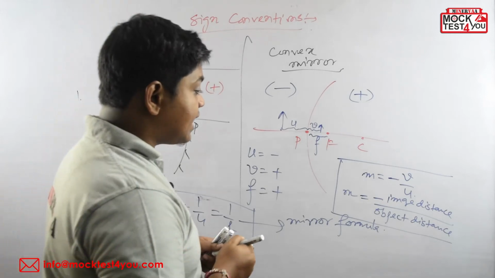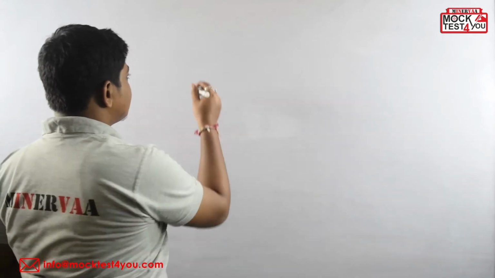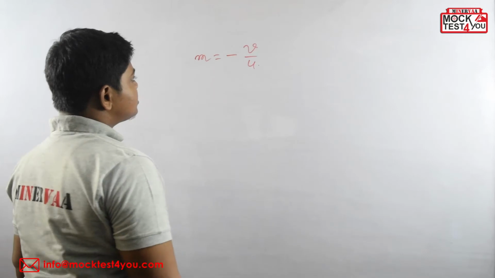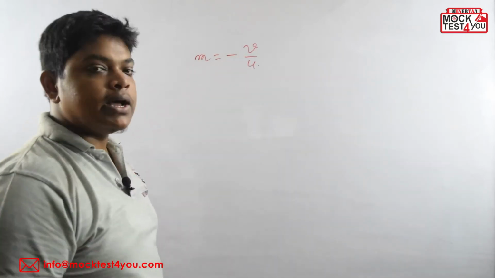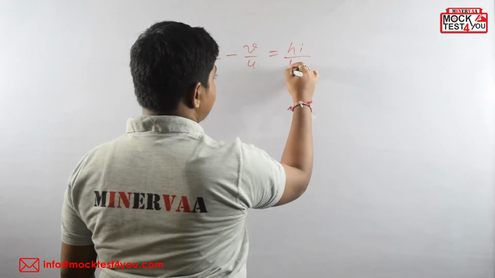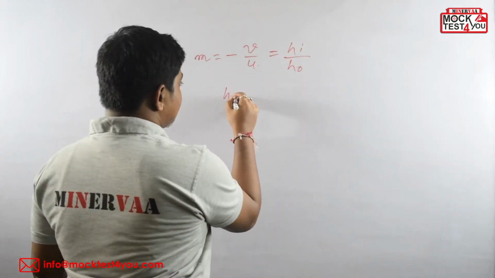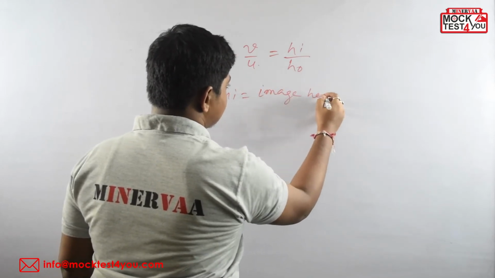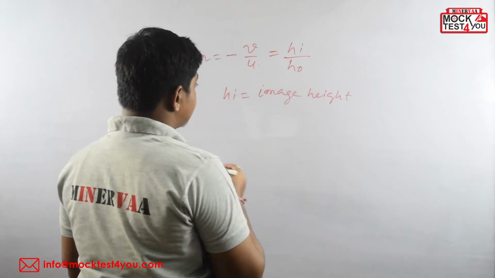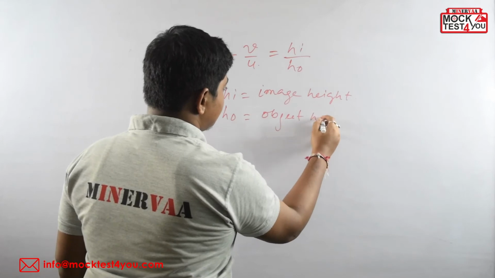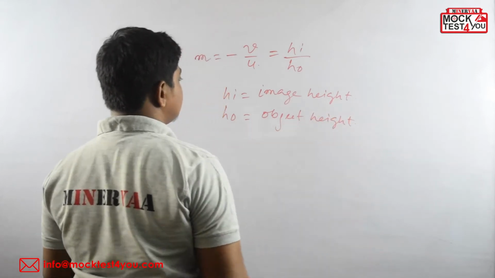Another formula that I can write down: in the previous case, what we have learned is that the magnification has the formula minus V by U, that is minus image distance divided by the object distance. Now we have another formula, that is HI divided by HO. HI is the image height, right? It is actually the image height that we have to determine, and HO is the object height that will be given to us in most of the numericals.